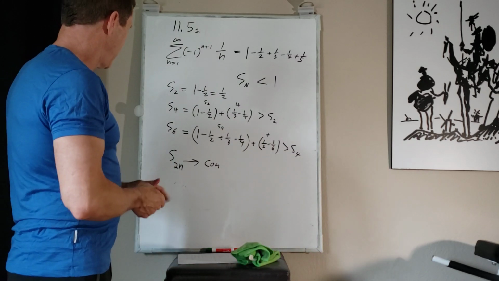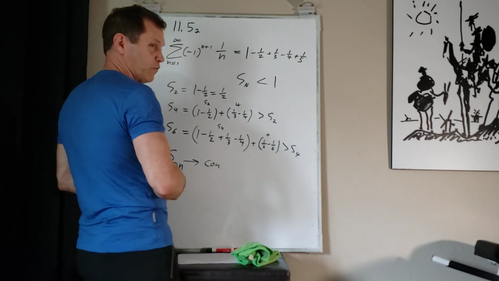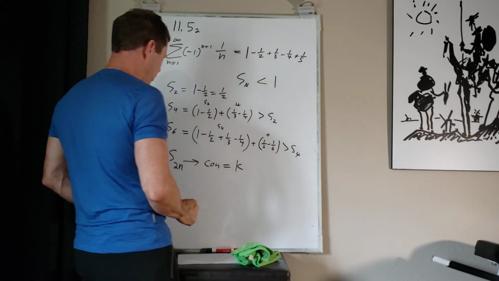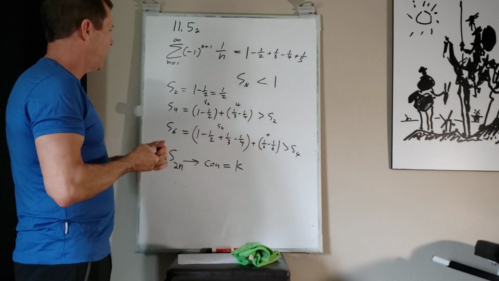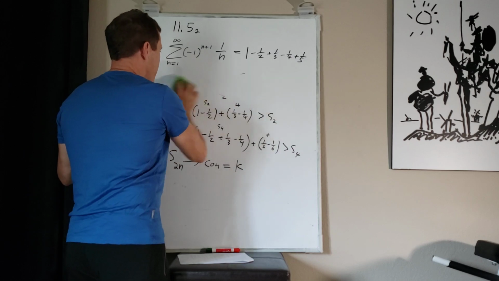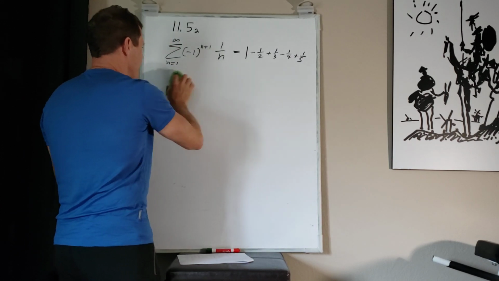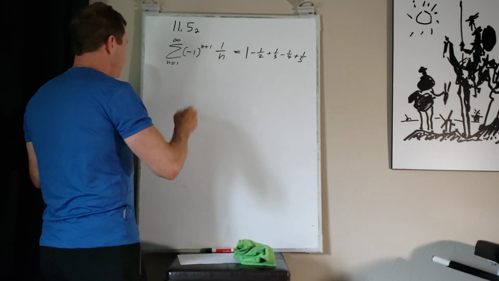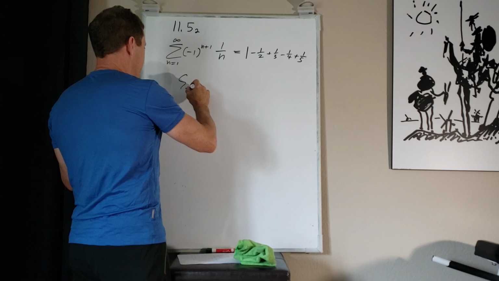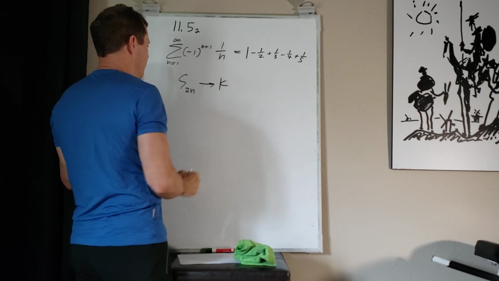Okay, so I know that the even parts of this guy converge, and I don't know what they converge to. I'm just saying it converges to some number, I'm going to call it K. So I know the even parts converge to K. Now let's look at the odd parts. So let me write what we just did down. So the even parts, S2n, converges to some number, and we called it K. Let's look at the odd parts.